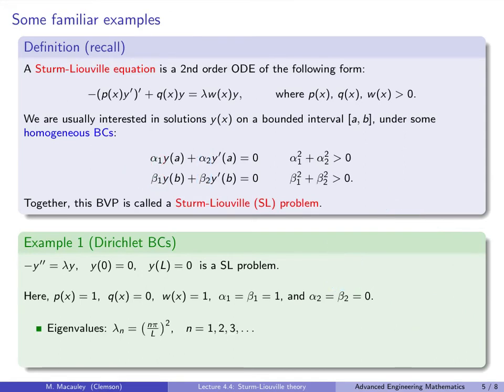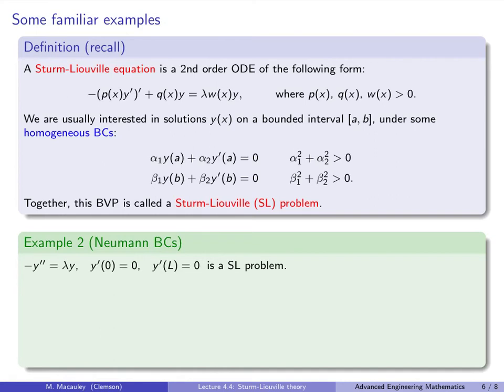So the eigenvalues of this Sturm-Liouville equation are n pi over L quantity squared, when n is any positive integer. And the eigenfunctions are the sine waves. So y_n of x is sine of omega x, where omega is n pi over L, so it's sine of n pi x over L.